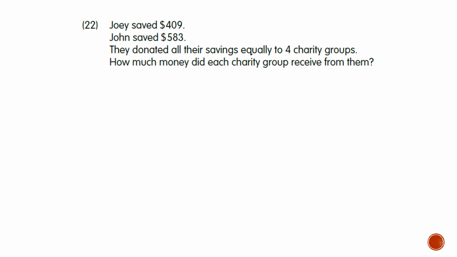Okay, question number 22. Joey saved $409. John saved $583. They donated all their savings equally into 4 groups. Okay, how much money did each charity group receive from them? So each charity, how much money? Okay, so again, there are 2 parts to this question. First, the first part is to find out how much is all their savings worth. Okay, so that means you gotta take 409 plus 583. Okay, and if you work it out, you realize that you have $992. Okay, this part is quite straightforward. You have to find the total.